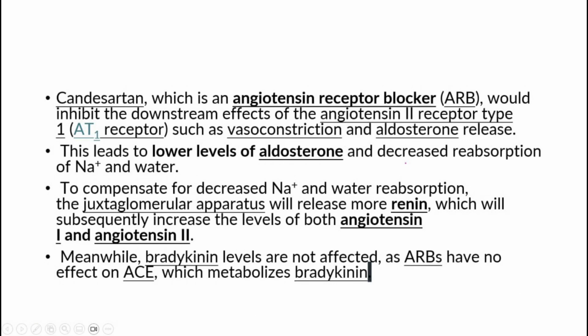This is very important. ACE inhibitors will affect the bradykinin levels, but ARBs won't. So that's why with ACE inhibitors we get dry cough and angioedema as side effects, but in the case of ARBs, we don't get these side effects. Why? Because ARBs don't act on the bradykinin.